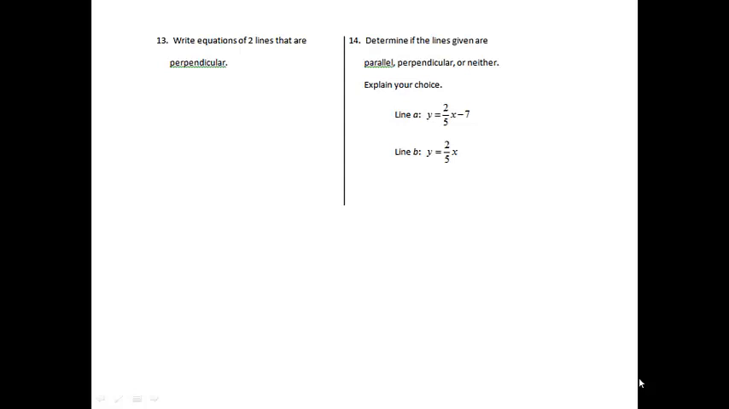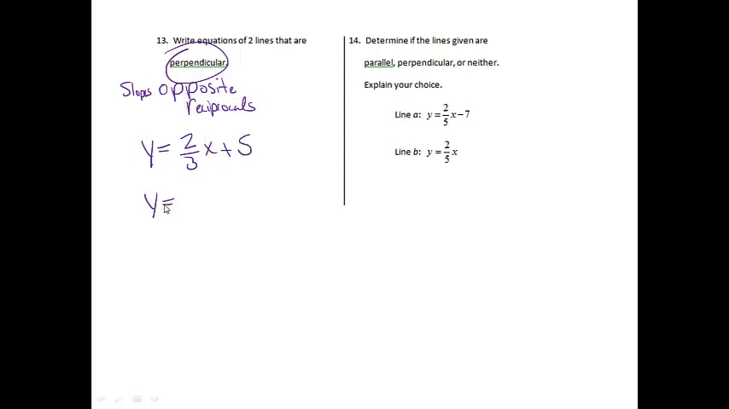equations of two lines that are perpendicular. We know that perpendicular lines have slopes that are opposite reciprocals. Okay, so we can start with any line we want to. I'm just going to start with y equals, let's say I start with 2/3 x plus 5. If I'm going to do perpendicular, I have to do the opposite reciprocal. So the opposite of 2/3 would be negative, and then the reciprocal of 2/3 would be 3/2.